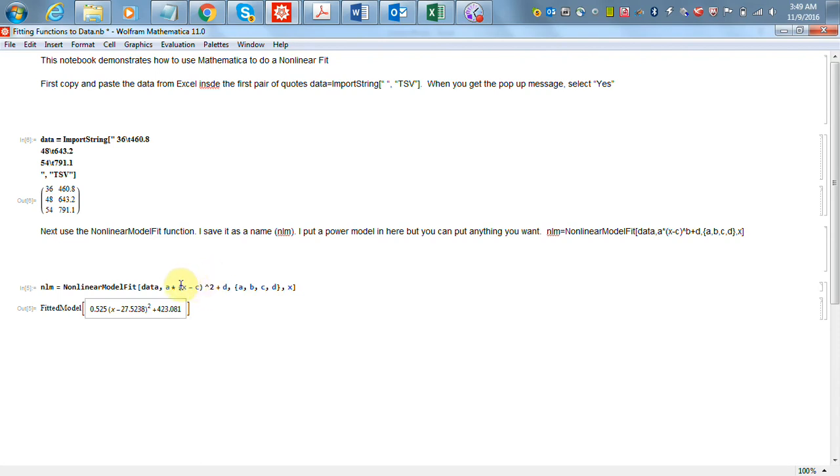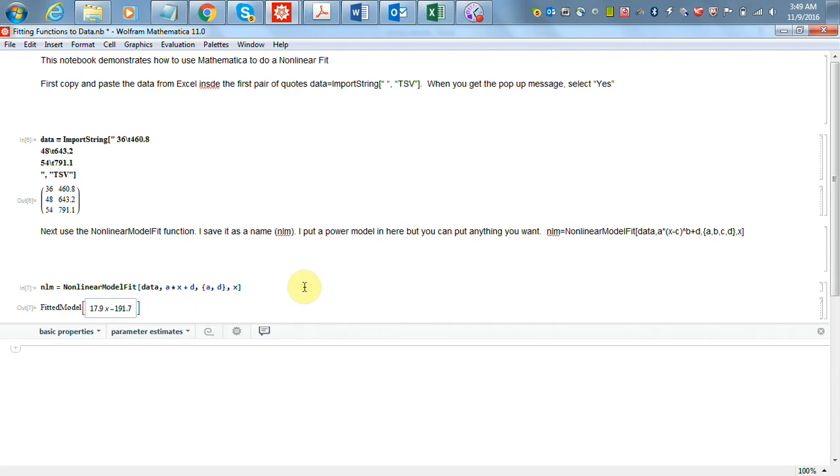So the first thing they want is a line. So I'm going to change what I have here to a times x plus d. Remove these other things here, because I only have an a and d. So NonlinearModelFit data, just put the word data because I've already called the data. I'm going to put a line, which is mx plus b, but I'm going to call it ax plus d so that I can switch around these parameters. And then I just go shift enter, bang. It actually gives me the best fit line just by pressing shift enter. It gives me some other things too, and I'm going to show you that in a second.